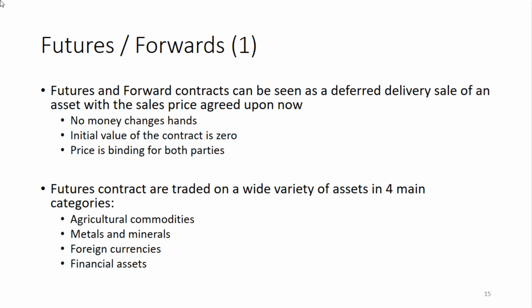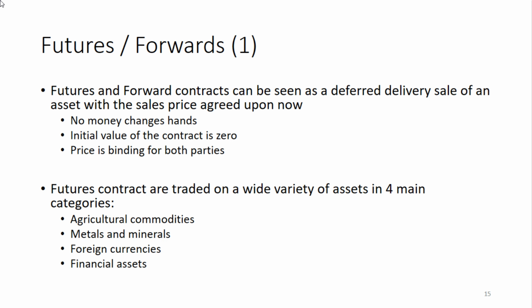So the first set of contracts that we will be looking at is futures contracts and forward contracts. They are very similar in the idea of what actually the reason is that they exist, but there are some operational differences in how they actually execute. So what's a futures contract or a forward contract? It's in fact an agreement that two parties enter into today to buy or sell something at a later moment in time. So you could say it's a deferred delivery sale of an asset.